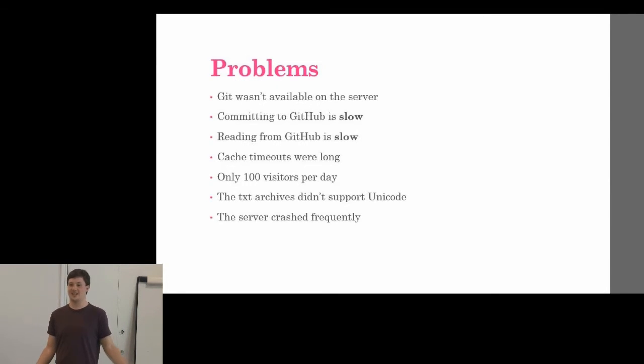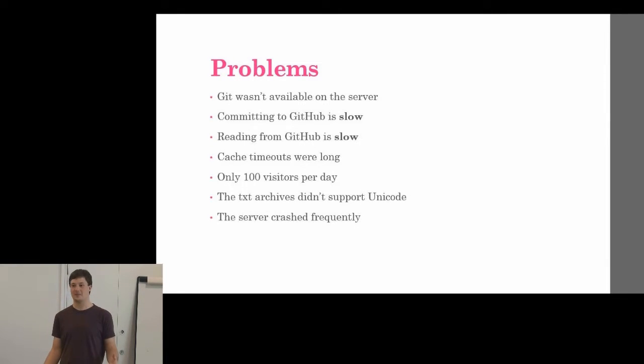Reading from GitHub is also really slow, so that meant really long cache timeouts, because if you didn't hit the cache, you were going to be waiting 10 or 20 seconds sometimes, and that's not really acceptable. Combine that with only, say, 100 visitors per day, and even with cache timeouts of half an hour on each page, there's a good chance you're getting a non-cached copy, in which case it's really, really slow.